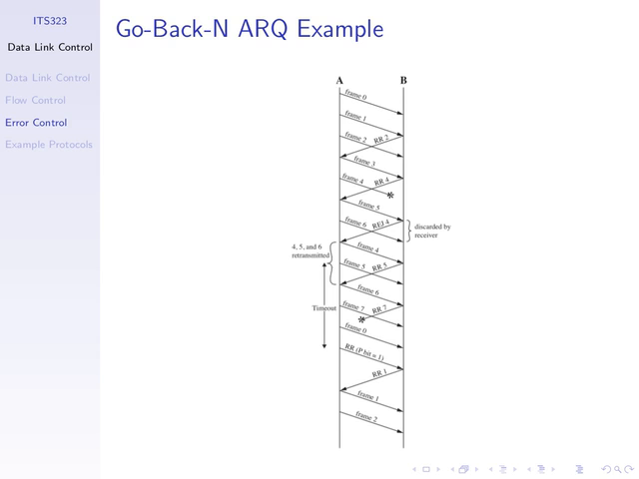Frame 7, from A's perspective, 5, 6, 7, 0 have been transmitted. We're waiting for an ACK. We received previously an ACK indicating the next frame is 5. We've sent 5, 6, 7 and 0.